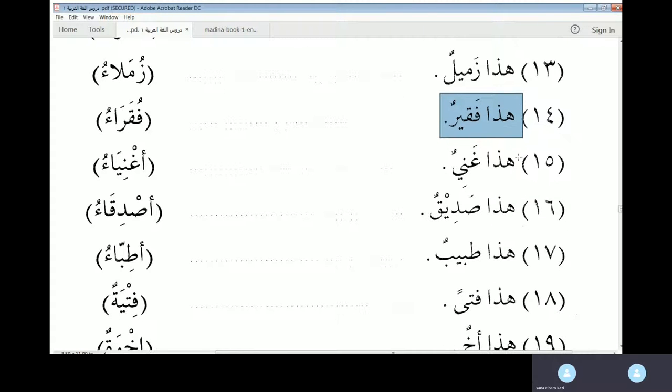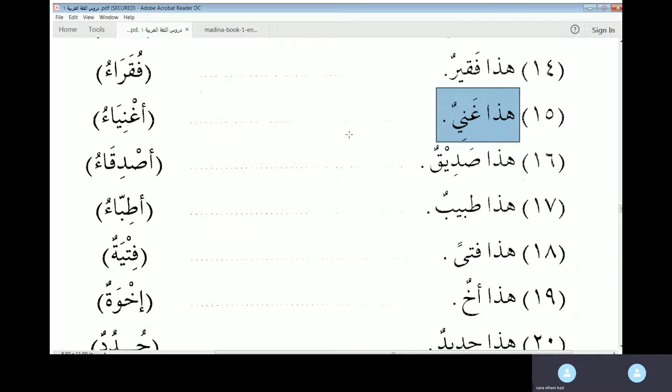Haza faqirun, this is a poor man. Ha'ulai fuqara'u, these are poor men. You can say this is a poor man, because faqir is only used for men. Zamil is only used for men. Ghani is only used for men. Sadiq is only used for men. Tabib is only used for men. Haza ghaniyyun, this is a rich man. Ha'ulai aghniya'u, these are rich men.